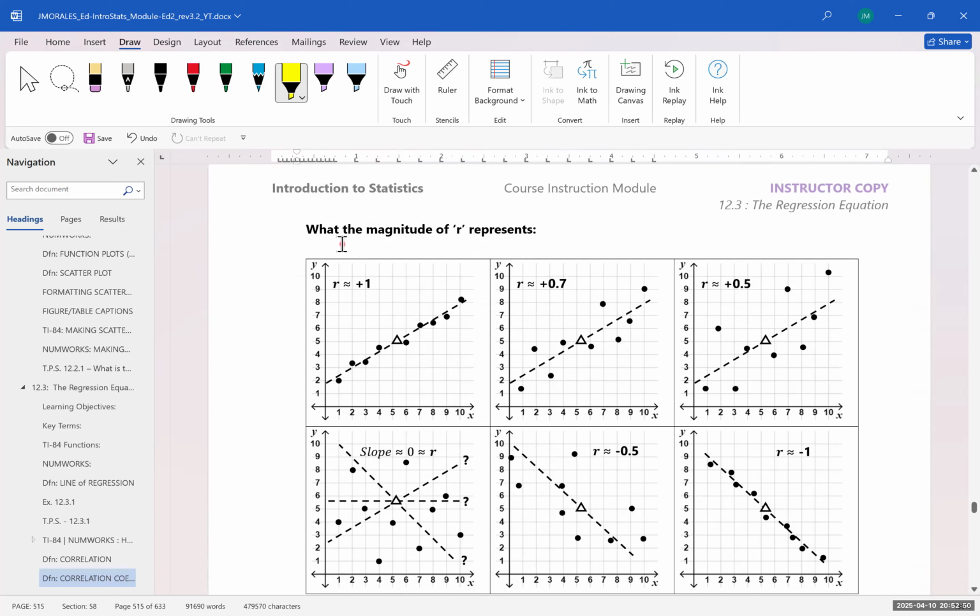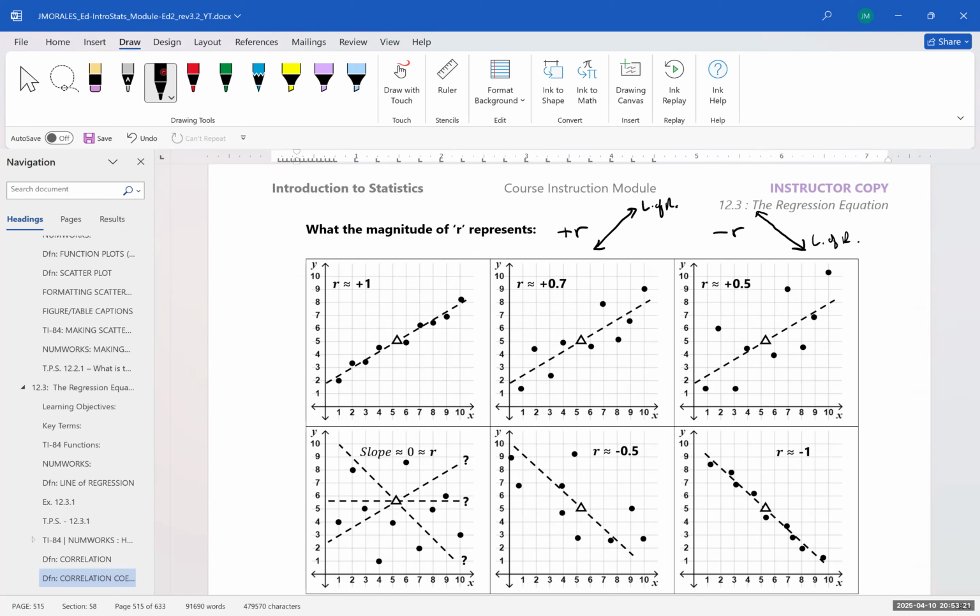All right, so what does the magnitude of the correlation coefficient represent? Okay, we know that if we have a positive correlation coefficient, then our line of regression is going to go up and to the right. If we have a negative correlation coefficient, then our line of regression is going to go down and to the right.